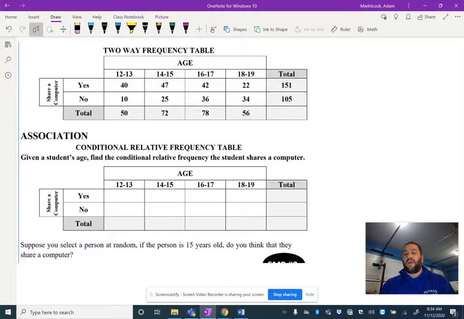All right, so let's take a look at a new situation here. Here we have a two-way frequency table where I'm curious to see, within maybe a household or age group, who shares a computer. As you can see on the top, we have age brackets of 12 to 13, 14 to 15, 16 to 17, 18 to 19, and then the question: do you share a computer? It's a yes or no, and within there we can see how many of each said yes or said no, for a total of 256 people.